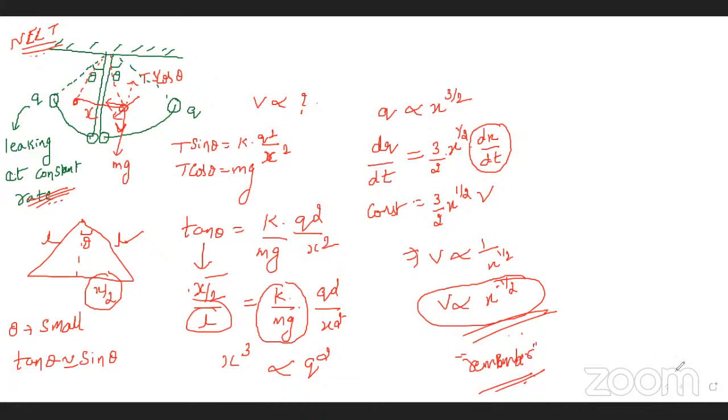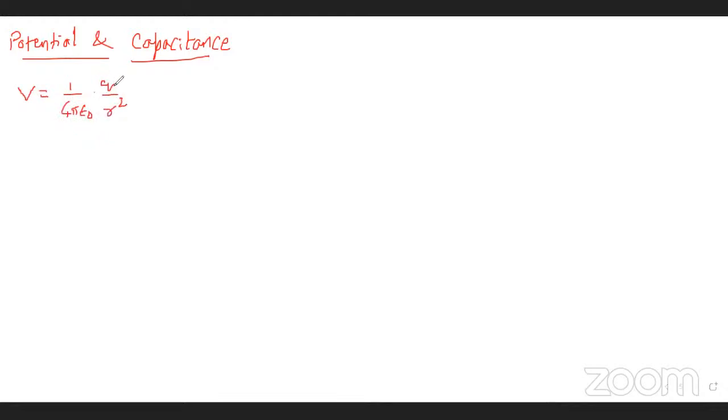Let us take up the second chapter. For the second chapter, let me concentrate on the important formulas and frequently asked questions. Potential and capacitance. Now, what is the basic formula for electric potential? For a point charge, potential is given by 1 by 4 pi epsilon naught into q by r. The same formula can be written in terms of sigma: sigma r divided by epsilon naught.